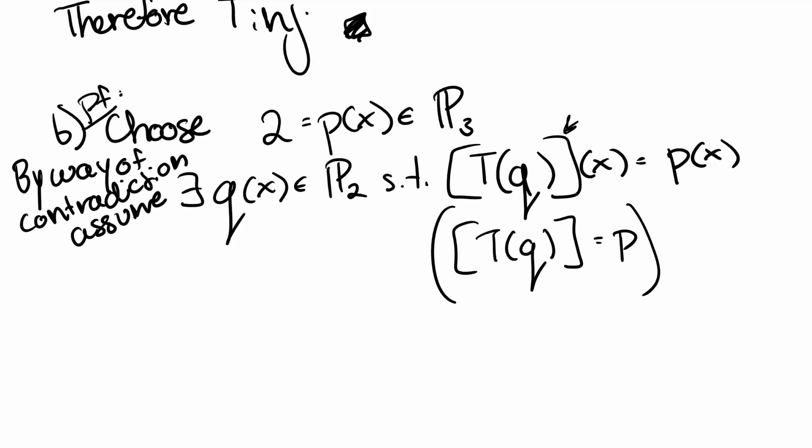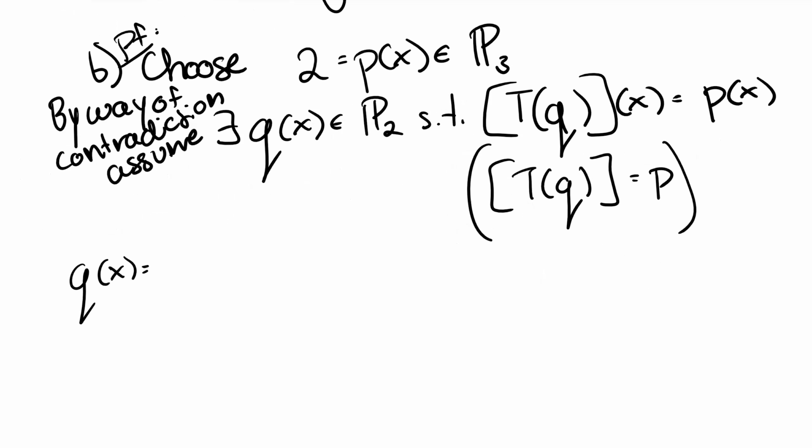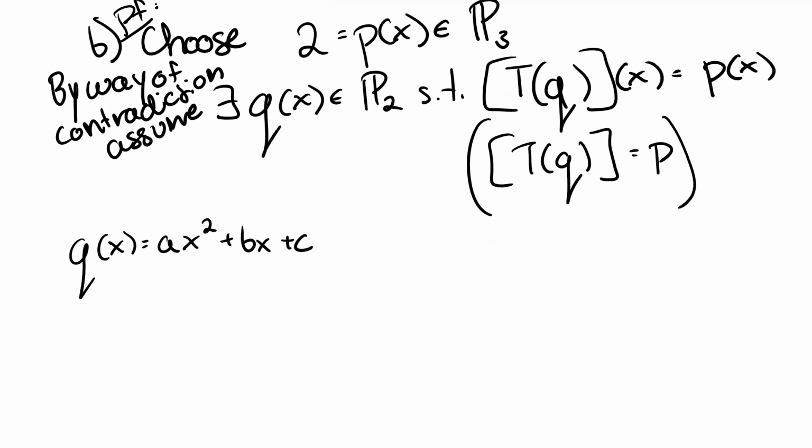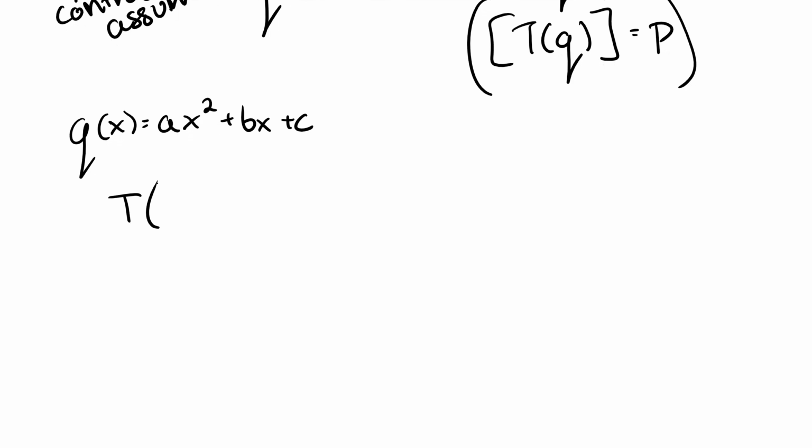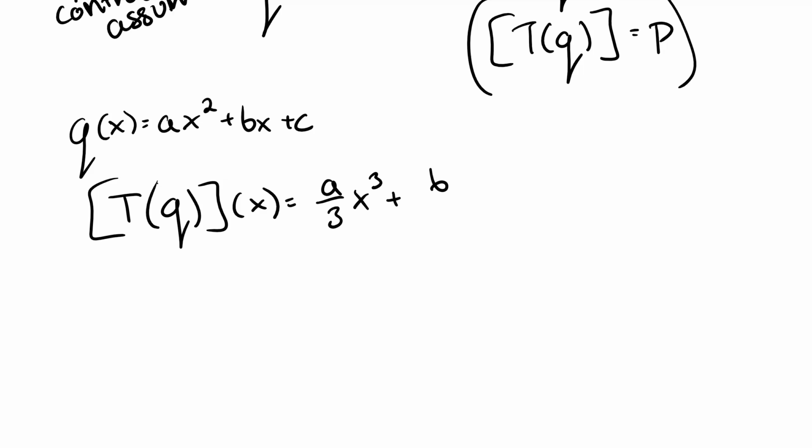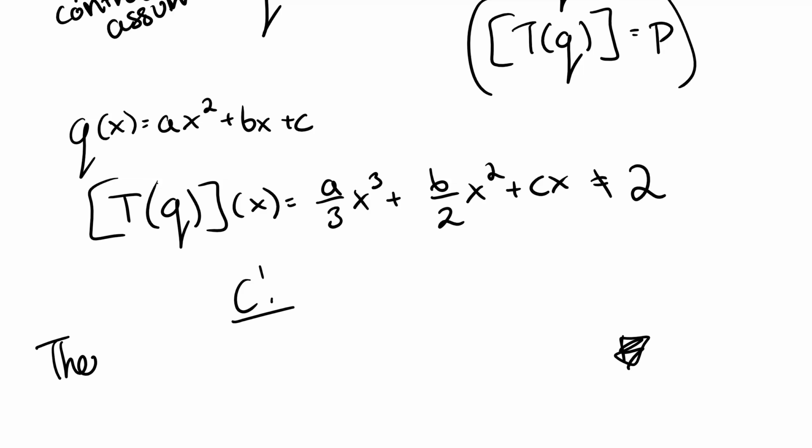I know some people get confused about these brackets and stuff, but you really do need them, because T of q is a function. So q of x, let's say that equals a x squared plus b x plus c. Well, we already know what T of q of x looks like then. It's going to look like a over 3 x cubed plus b halves x squared plus c x, which cannot equal 2. Contradiction. Therefore, T is not surjective.